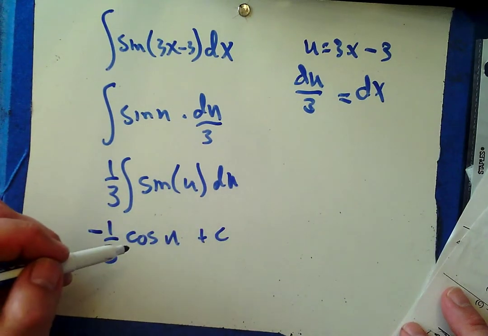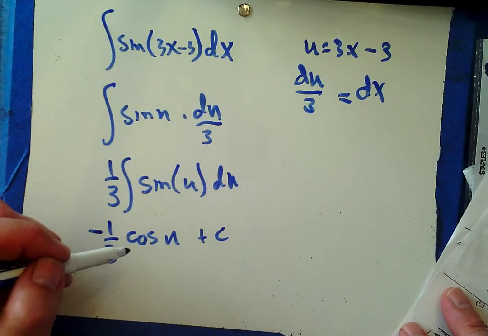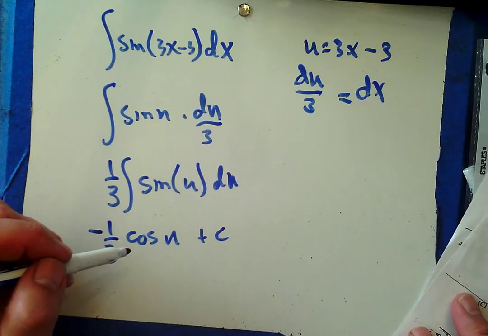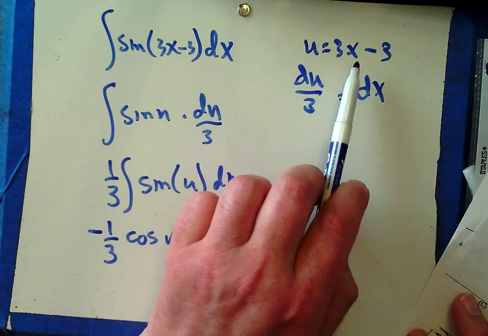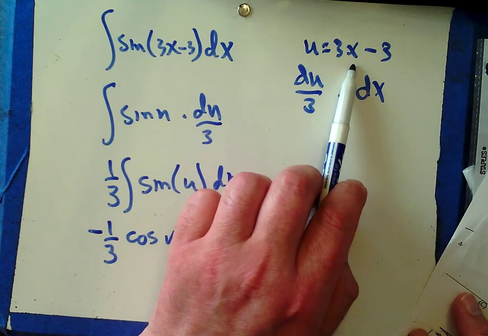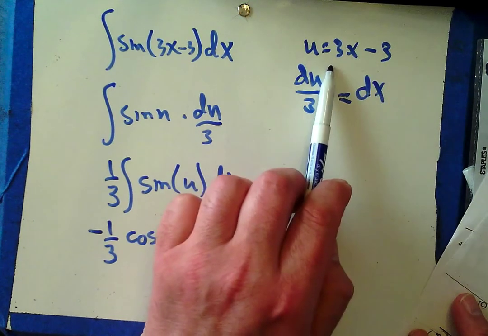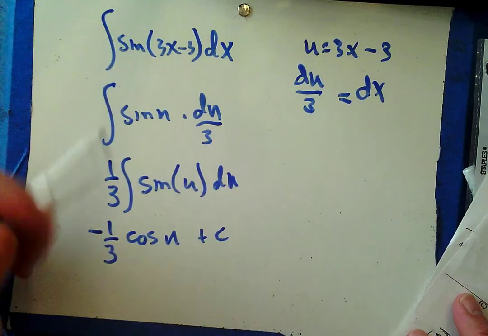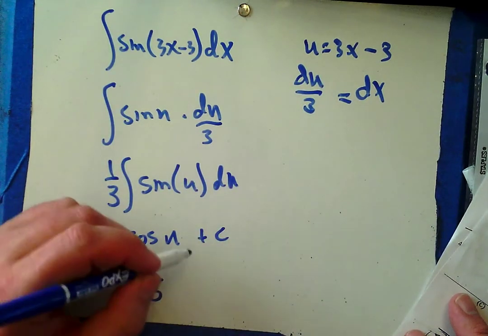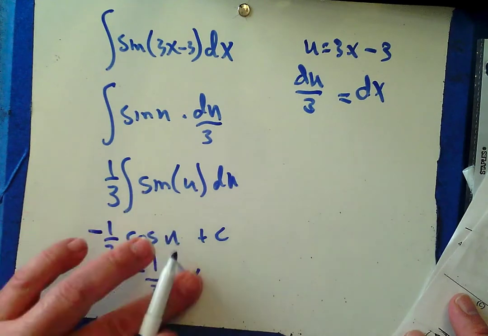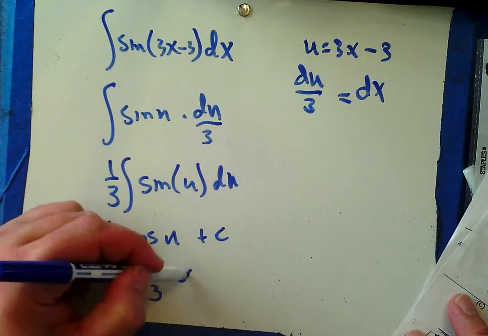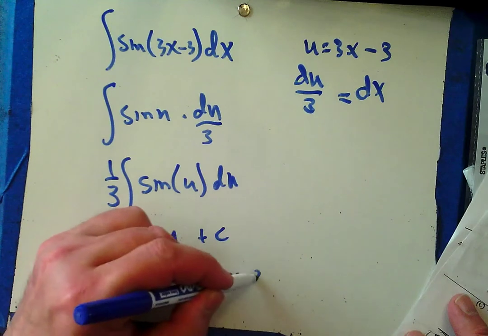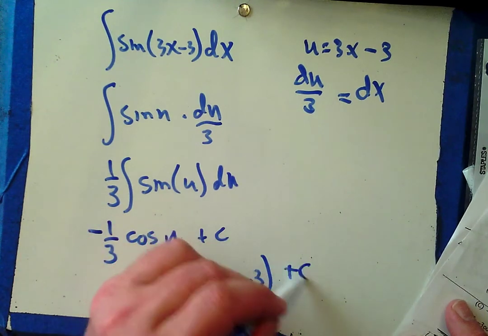And if we plug in a 1 for x, 3 minus 3 is 0. So u is equal to 0. No, I'm not going to do that, it's just going to confuse you. Negative 1/3 cosine of 3x minus 3 plus c.